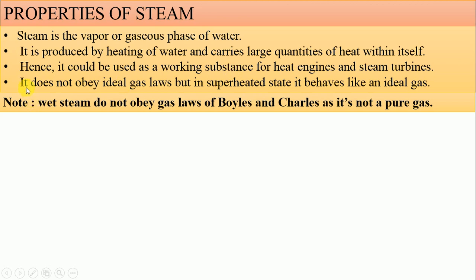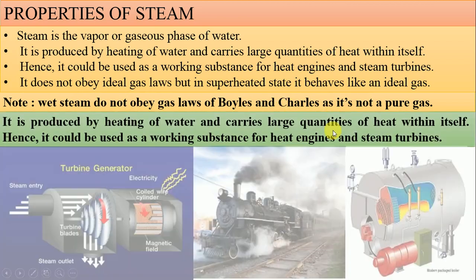But it does not obey the ideal gas laws because it is not in a dry form, not perfectly dry. But if we heat the steam into the superheated region, then the superheated steam behaves like an ideal gas. Wet steam does not obey the gas laws, Boyle's and Charles's laws, as it is not in a pure form.